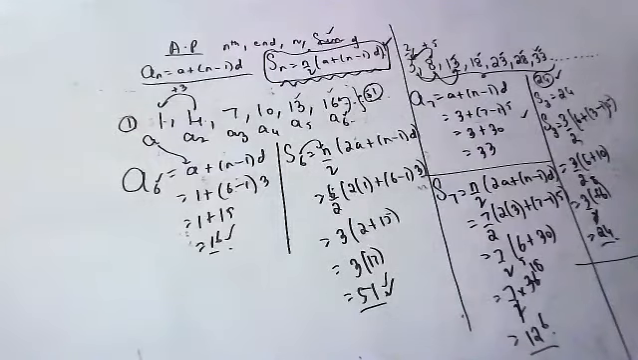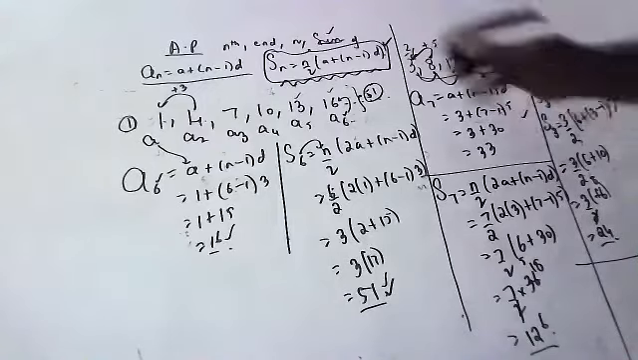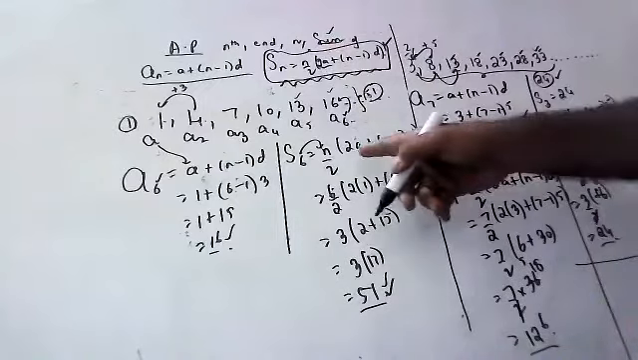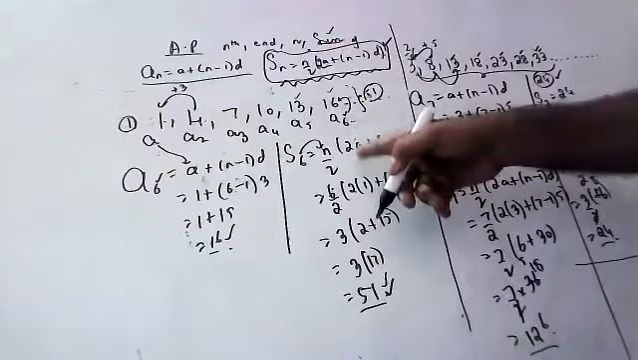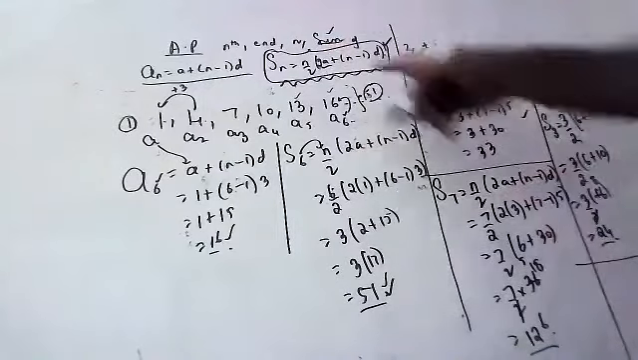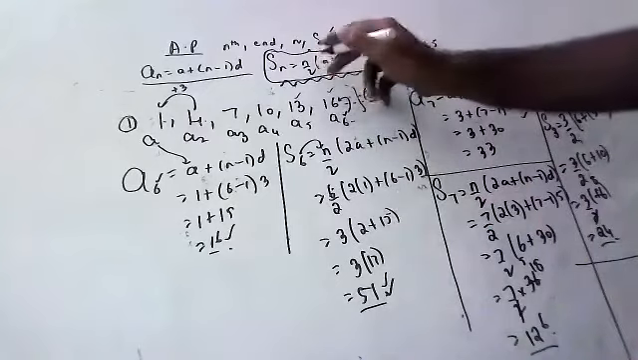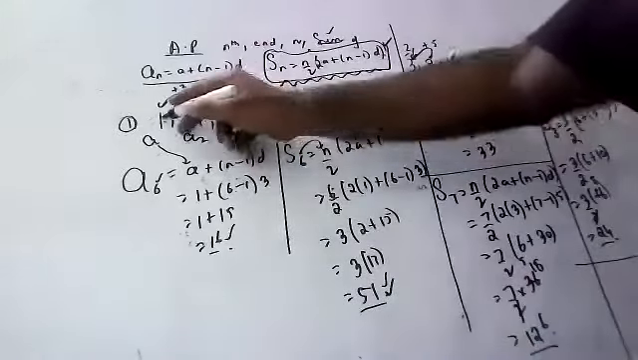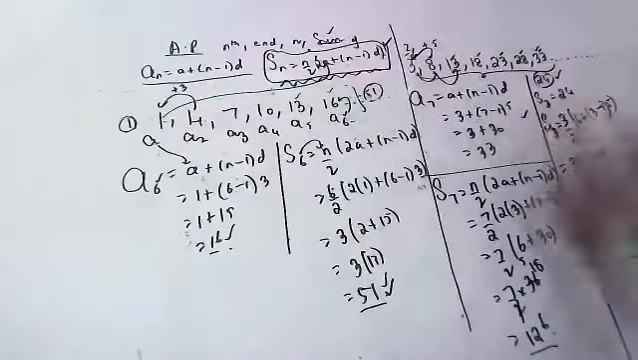Okay, children. Does everyone understand? In place of a, what should we keep, sir? This is 2a actually. I kept a, sorry, this is 2a. It is n by 2 into 2a plus n minus 1 into d. Here I kept it correctly, here I kept it wrong. In place of a, we have to keep the first term.